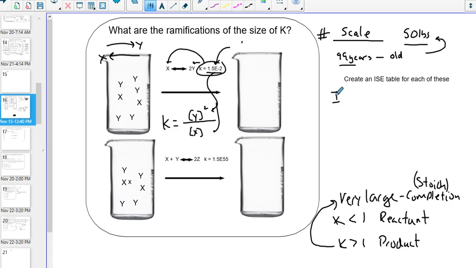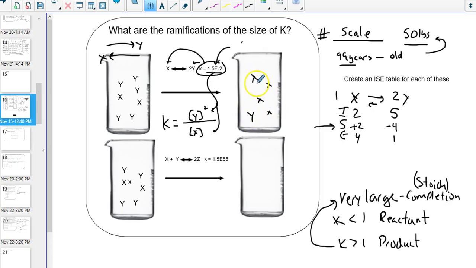I'm going to put my reaction on here: X goes to 2Y. Initial, stoich ratio, end. And I have 2 of these, and I have 5 of these. I want to run this, so I'm going to draw an example. I have to follow the stoich ratio here to make this work, so I'm going to lose 1 of these to get to 4, and I'm going to gain 2 of these to get to 4 of these. I cannot go to completion, so I'll have 4 X's and 1 Y. That would be one example of what I can get.